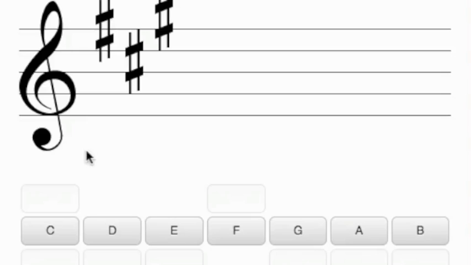That would be our first stop. G, A, B, C, D. D would be our second stop. D, E, F, G, A would be our third stop. And the reason we're stopping at number 3 is because we've got 3 sharps in the key signature. And again, that gives us the answer A.